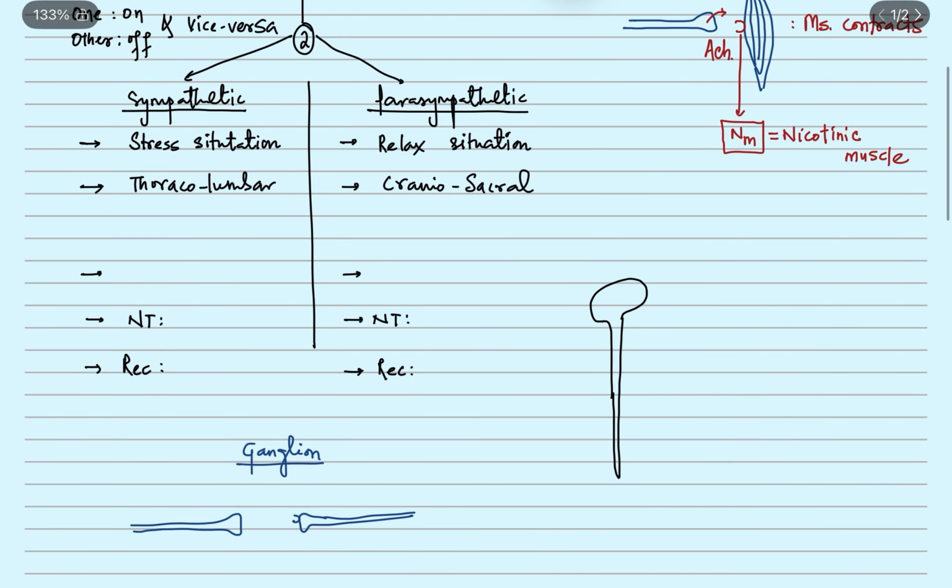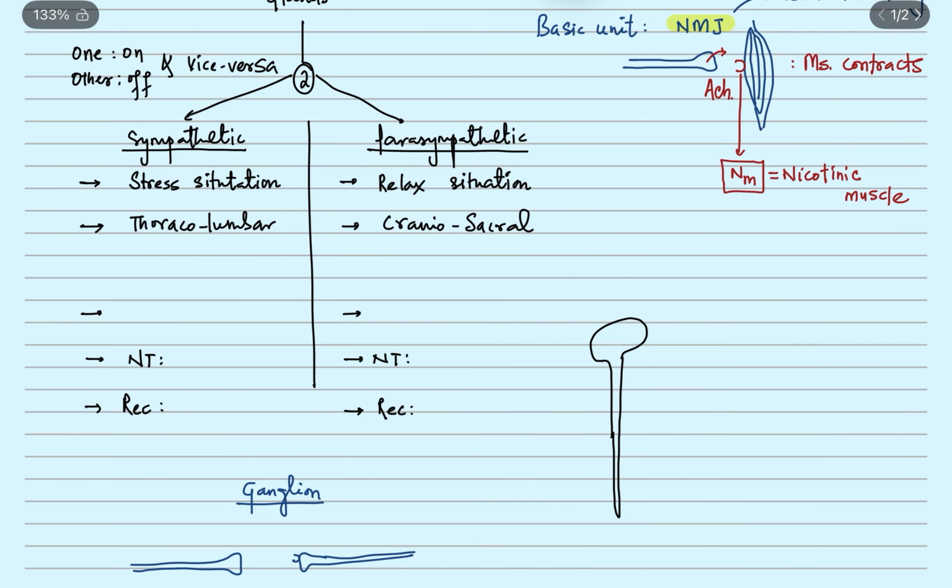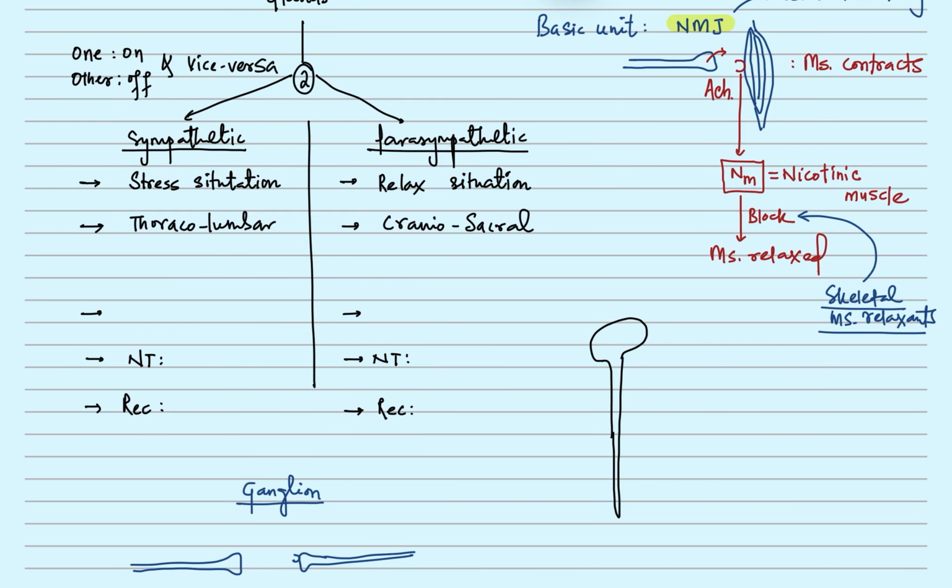Now if you have to relax this muscle, what do you have to do? We have to block this receptor. If I block this receptor, then the muscle will be relaxed. Hence, those drugs or medicines which block these receptors are called skeletal muscle relaxants.